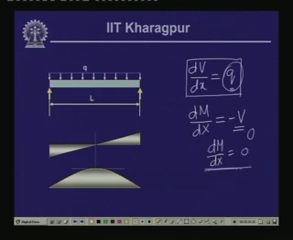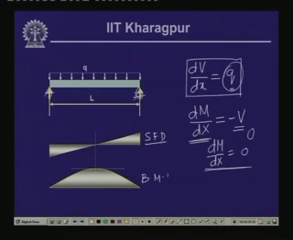The question posed here is the other way around: if dM/dx is 0, what happens? Consider the problem we solved last time, a simply supported beam with one end on a hinge support and the other end on a roller support, subjected to a uniformly distributed load. We looked into how to plot the shear force and the bending moment diagram, and the diagrams are as shown here. This is the shear force diagram and this is the bending moment diagram.